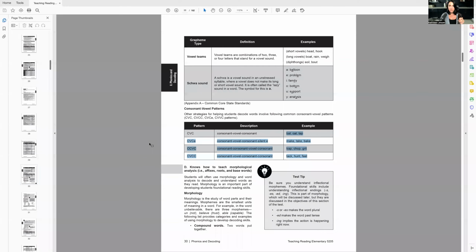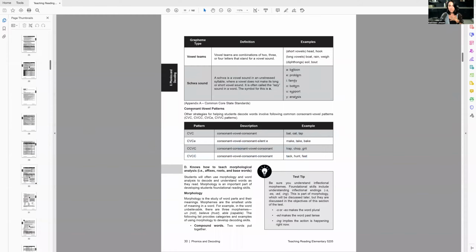Now, I have a whole study guide that outlines the phonics and decoding section of this particular test, and that's what this constructed response question is from. So it would behoove you to really look at that study guide and understand all of the different strategies in there. I'm going to show you what I mean. All right, so this is the study guide.